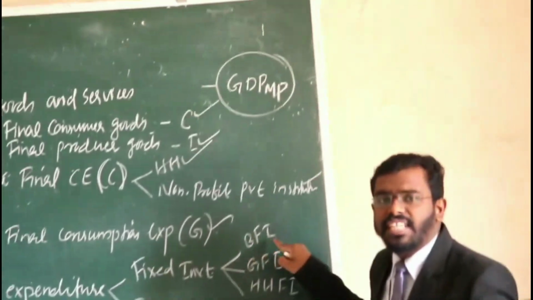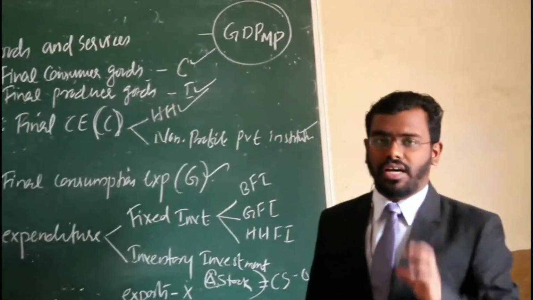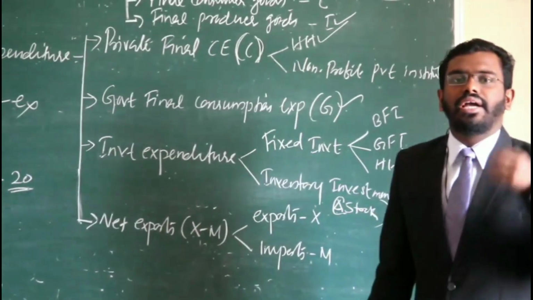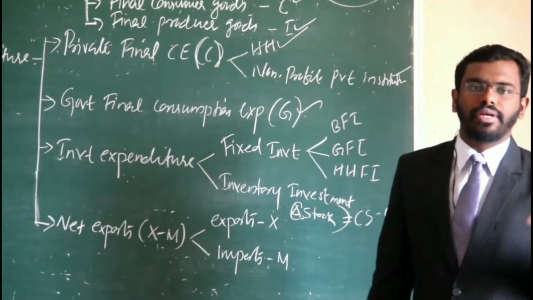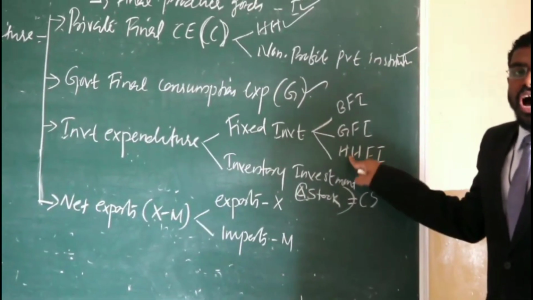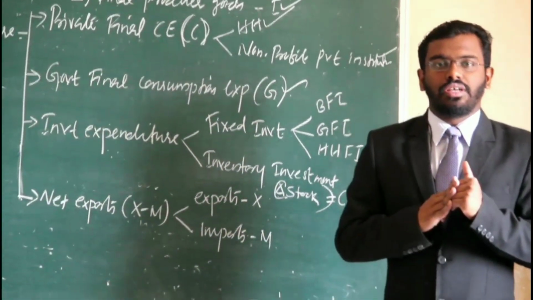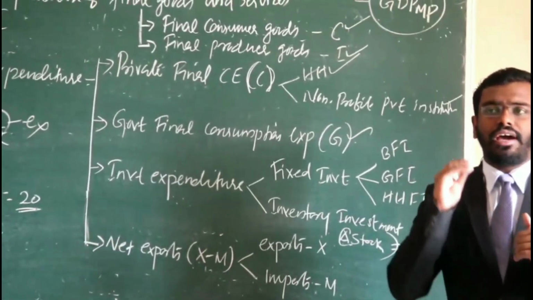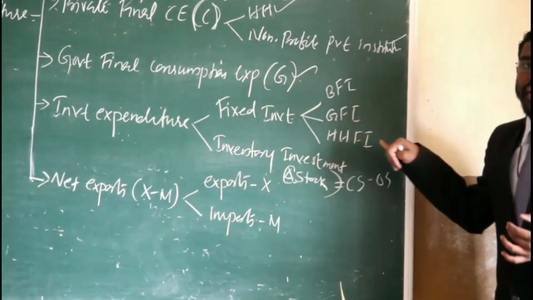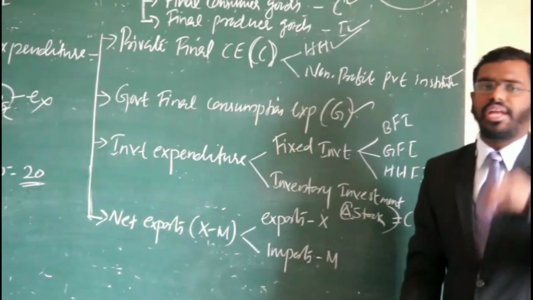First one, business fixed investment. Business fixed investment means fixed investment made by business class. Next, government fixed investment, that is fixed investment made by government. For example, construction of road, bridge, etc. So that comes under government fixed investment. And third one, household fixed investment on construction of houses. House is an asset. So if a household spends money for constructing his own house, that is known as household fixed investment. Okay, so that's all about the third category, that is investment expenditure.